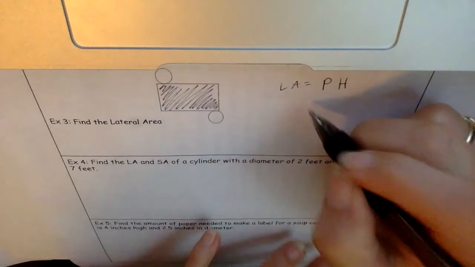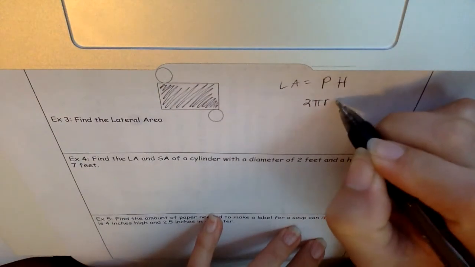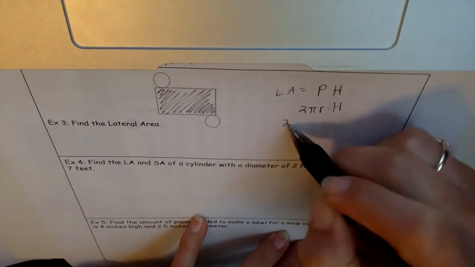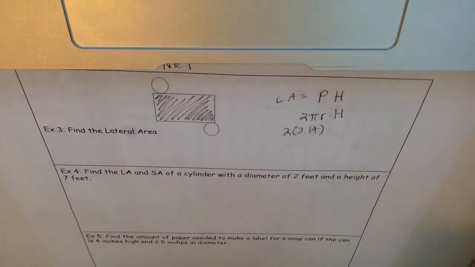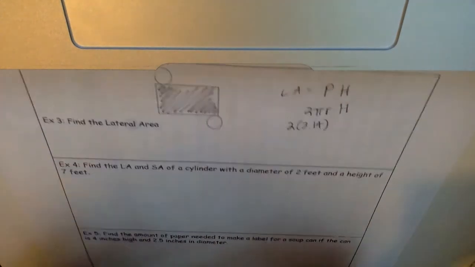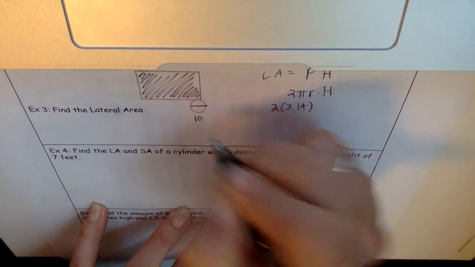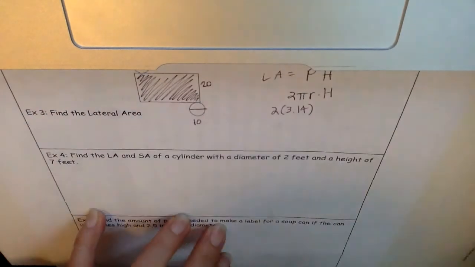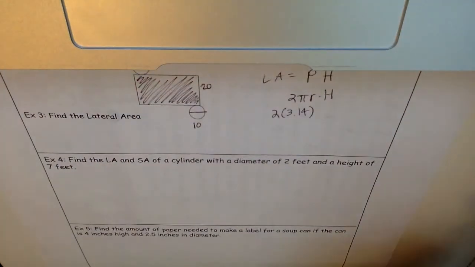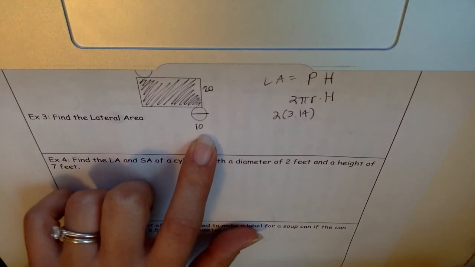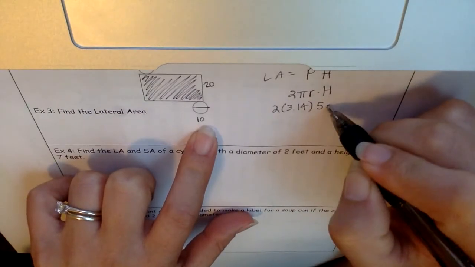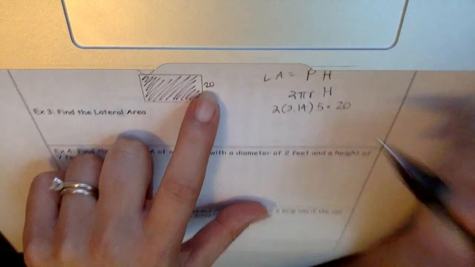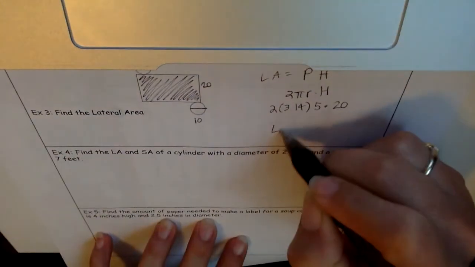Let me see if I can fix my computer a little bit. The perimeter is 2 pi r times the height. 2 times 3.14 times the radius. Oh, I didn't give it to you. Sorry. The diameter is 10 and the height is 20. If the diameter is 10, that means the radius is 5. And then the height of the prism is 20.